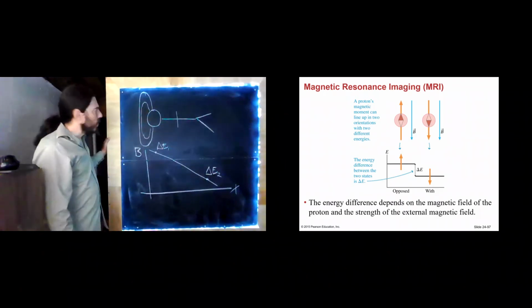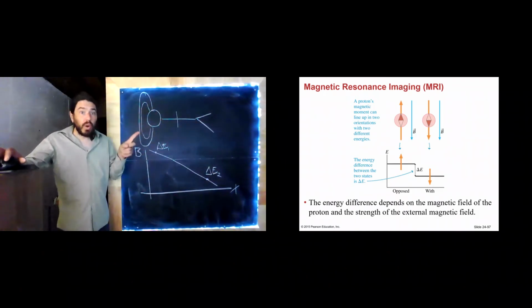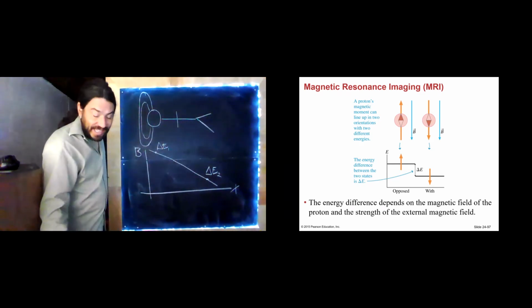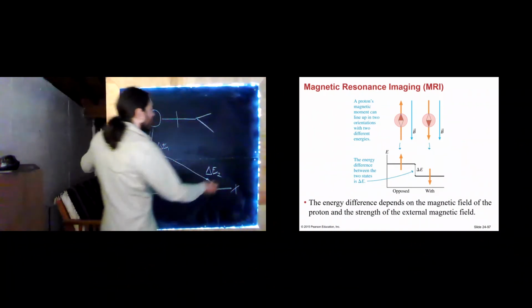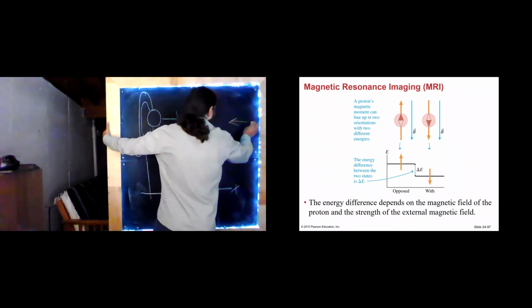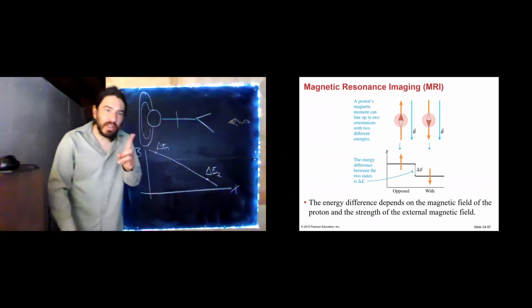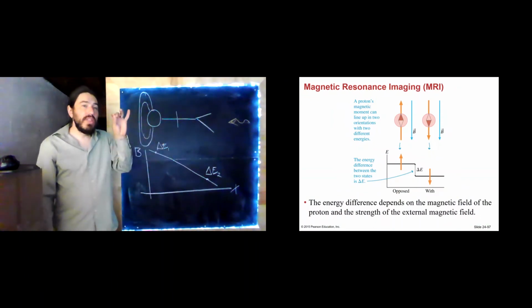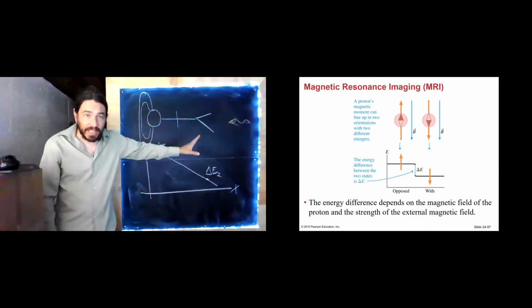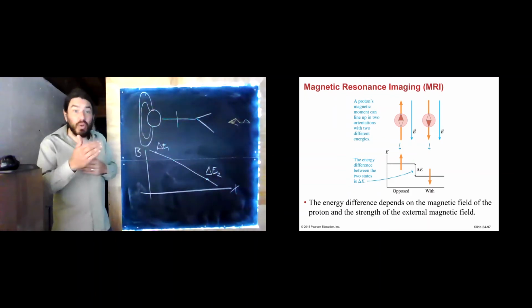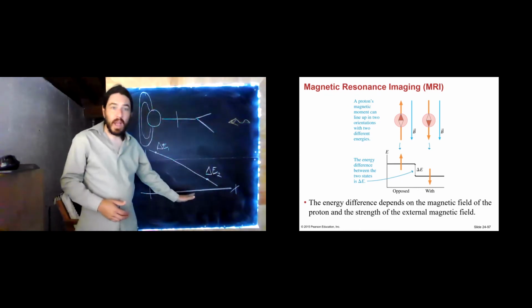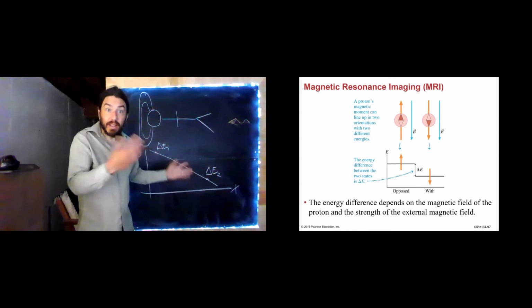Well, what does that have to do with making an image? Well, what we do is we've got this person in this magnetic field here. Now what we do is we send in what's called a probe field. This is just electromagnetic radiation that I'm going to send in. By tuning the frequency of that electromagnetic radiation, I can tune its energy, and it will get absorbed at different places in the body depending on the energy difference between opposed and aligned.